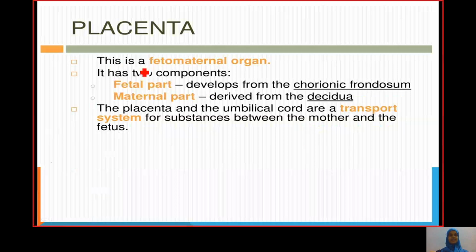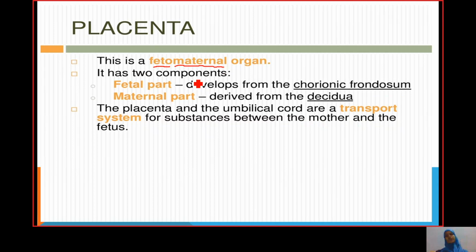This is a feto-maternal organ. Feto means fetus, and maternal means the mother. It is a feto-maternal organ, which means some of the tissues that form the placenta are from the mother's uterus lining and some of the tissues are from the fetus. The layers combine and form the placenta. That is why the placenta is called a feto-maternal organ.